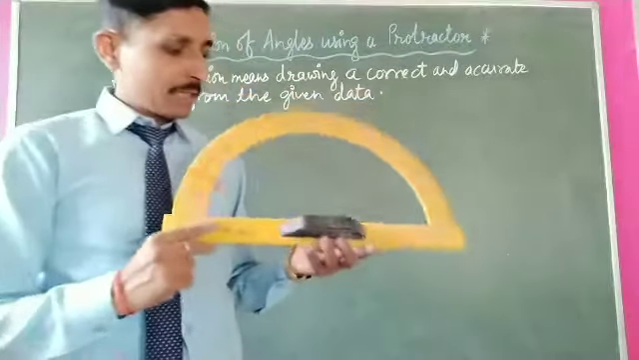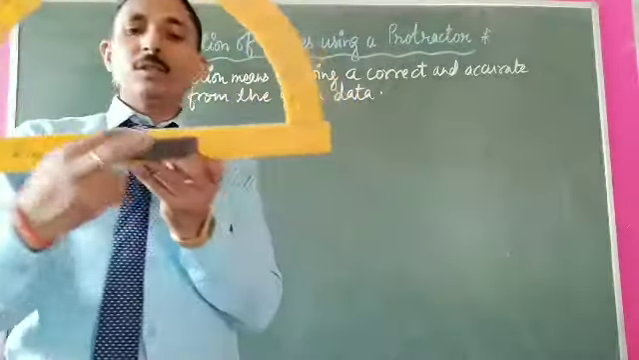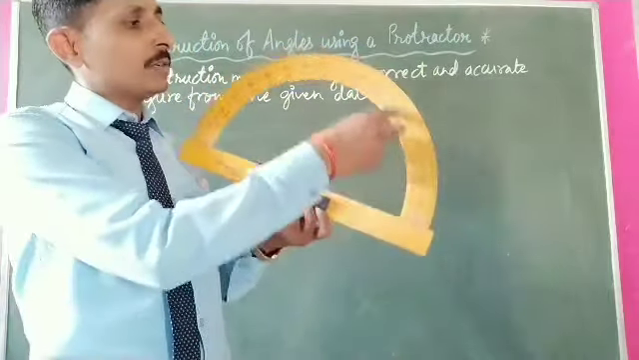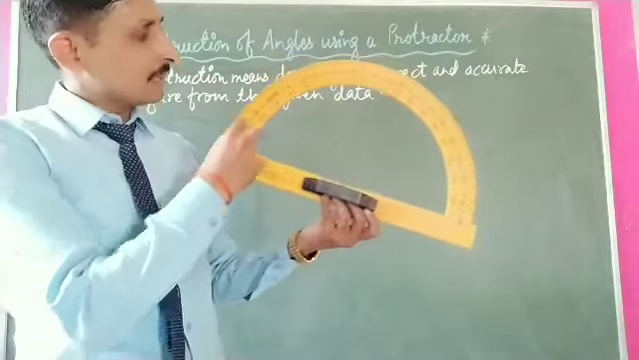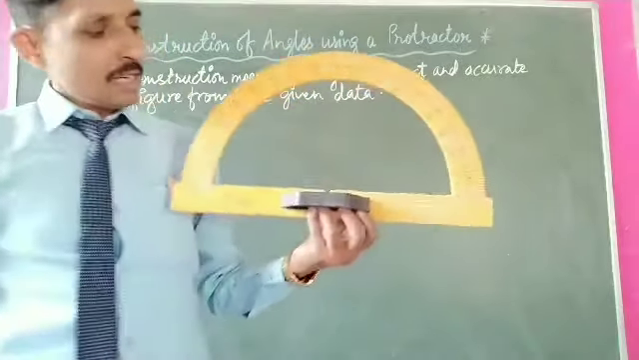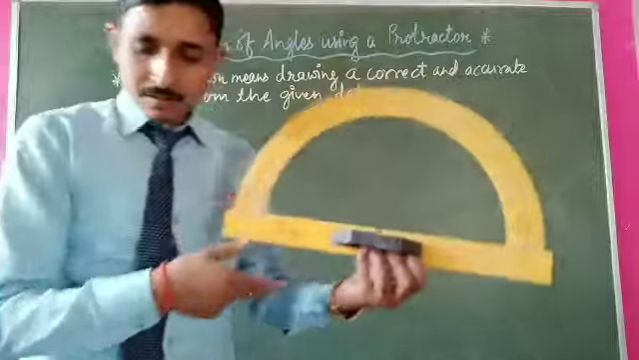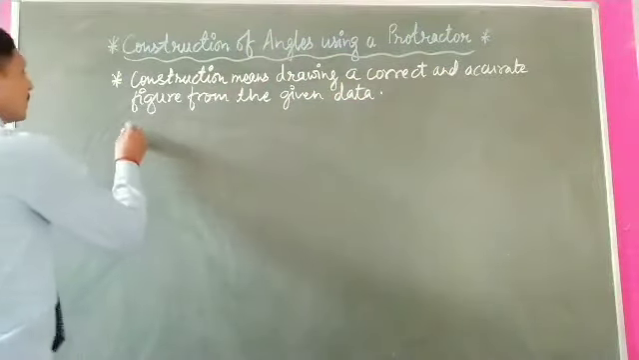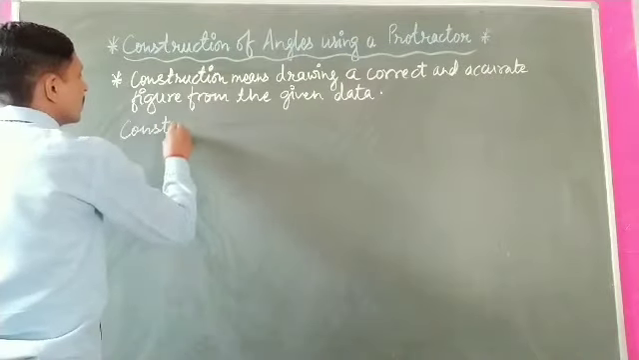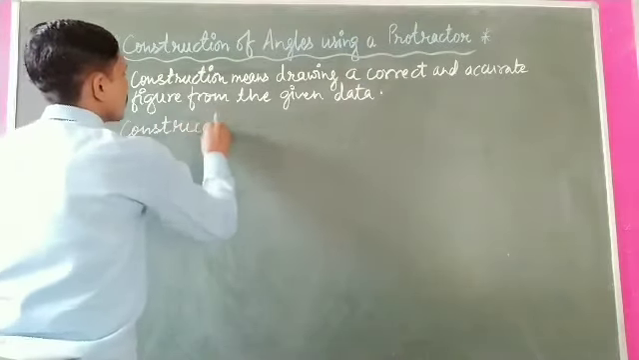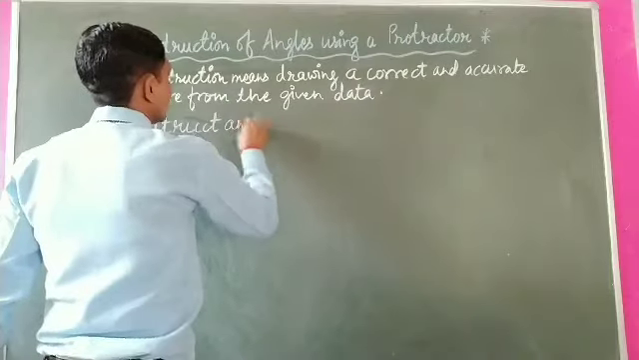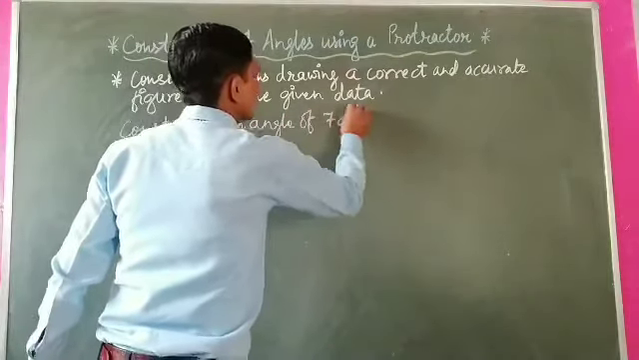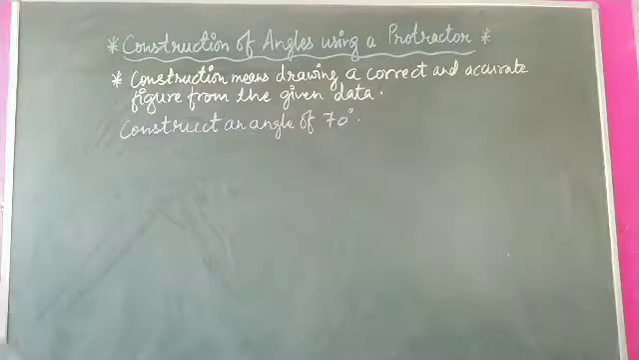In this protractor, this cut is known as its center, and two scales are present here: one is the inner scale and another is the outer scale, and this is the baseline. So first, construct an angle of 70 degrees.